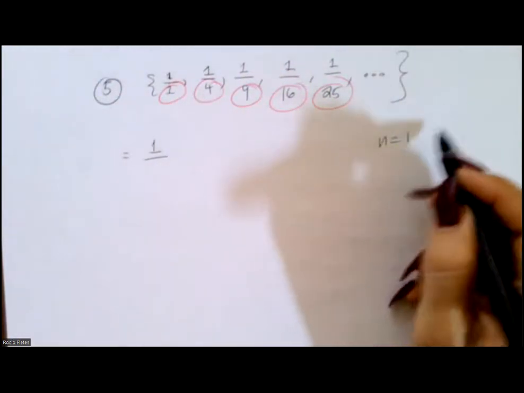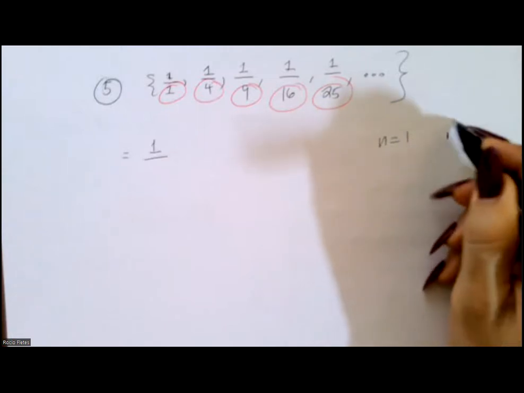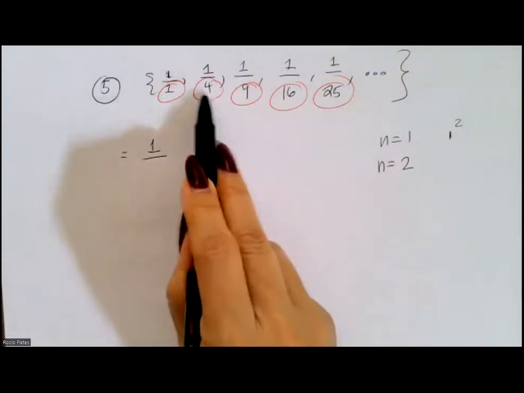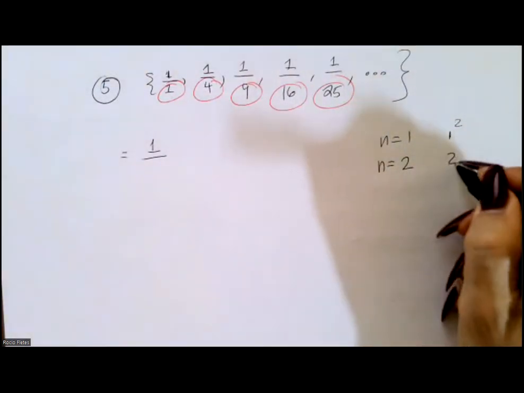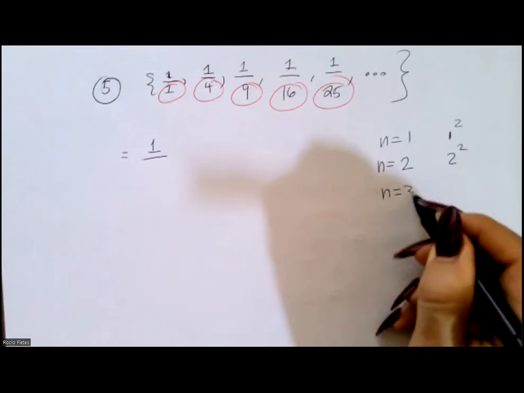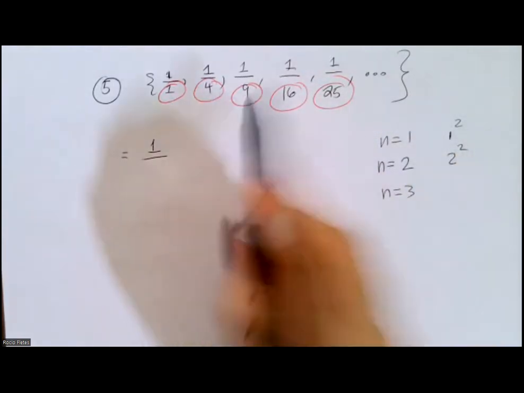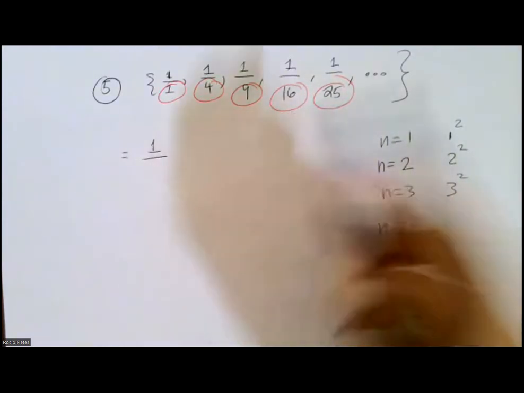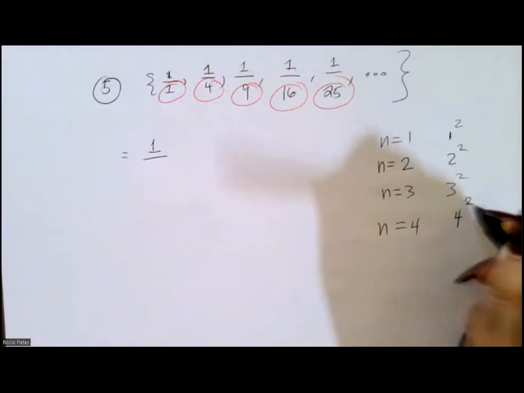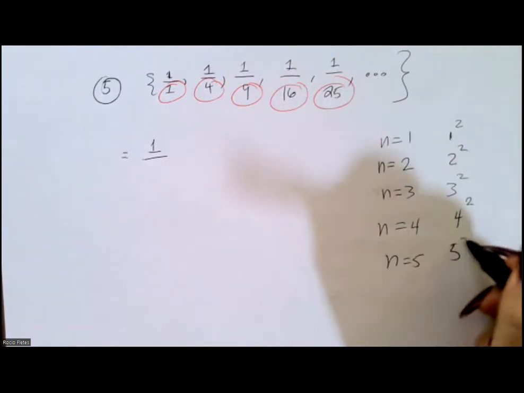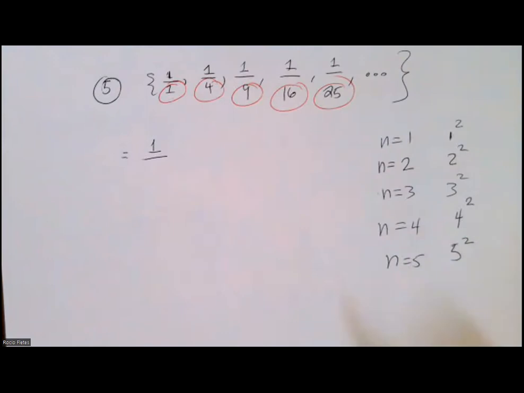Remember, if I start at 1, then you have 1 square there. Now, if n is 2, can I get 4 with 2? Yeah, you can write 2 square. If n is 3, then how do you get 9? Well, you get 3 square. And if n is 4, how do you get 16? You get 4 square. If n is 5, how do you get 25? You write 5 square.